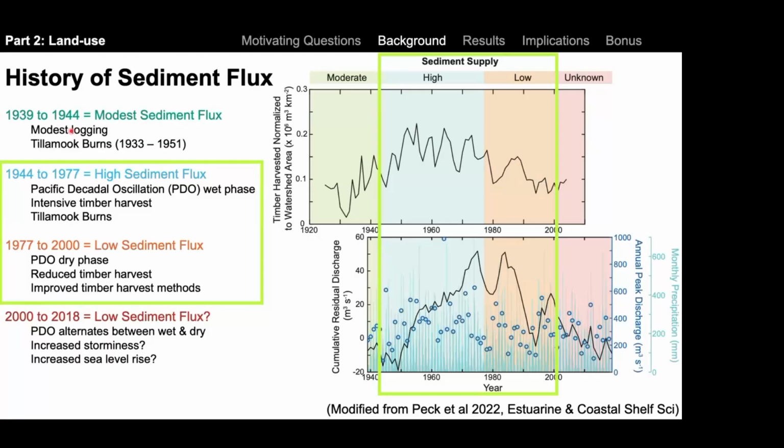Then we move into 1977 to 2000, which is probably a period of very low sediment flux. We move into the dry phase of the PDO, less precipitation, less discharge. And also the Northwest Forest Plan was enacted, and just generally timber harvests declined.